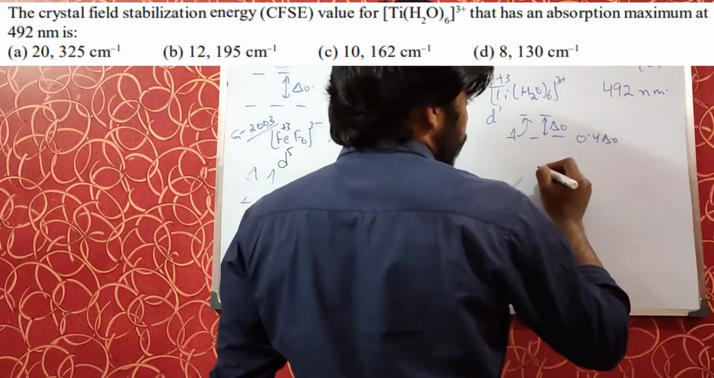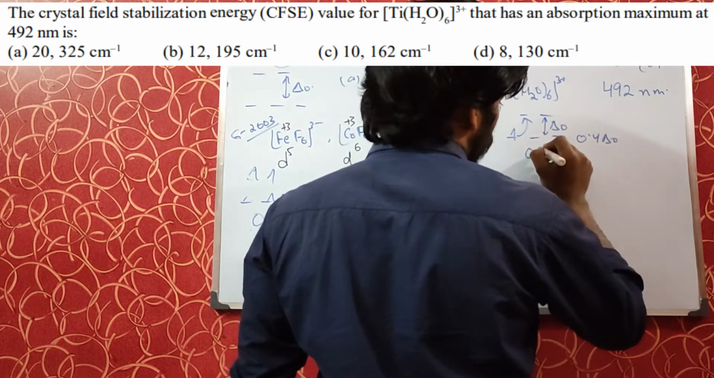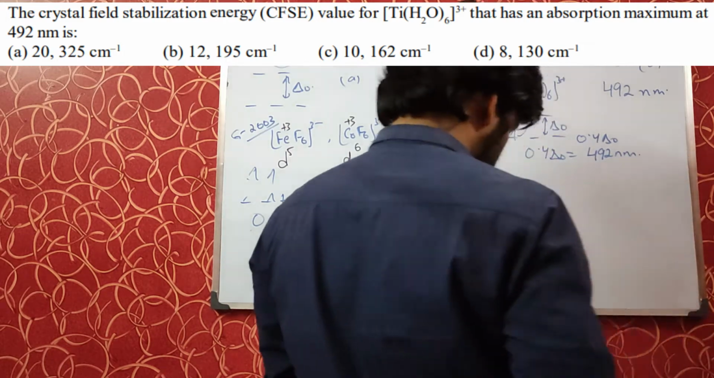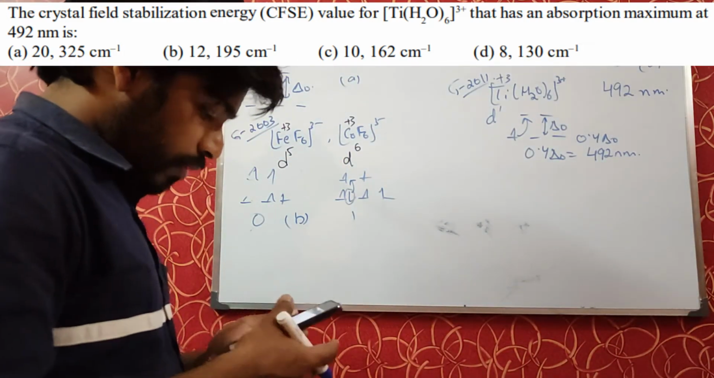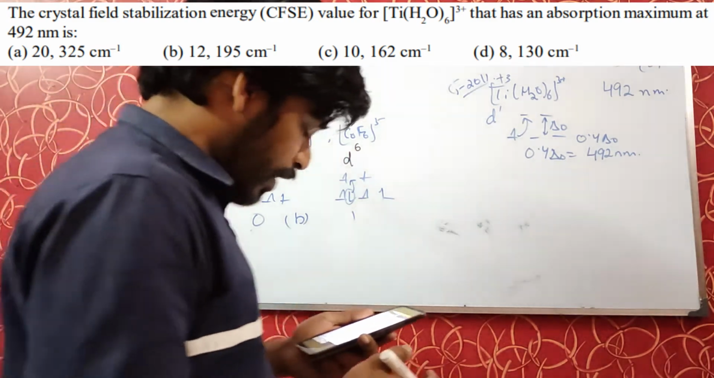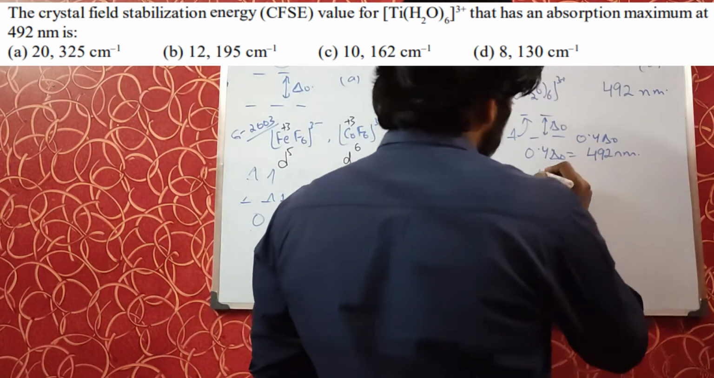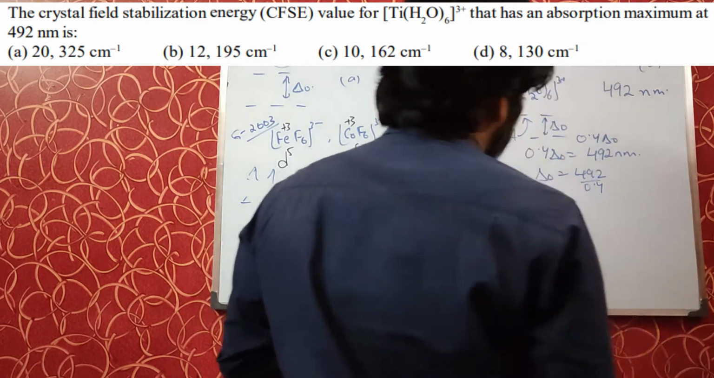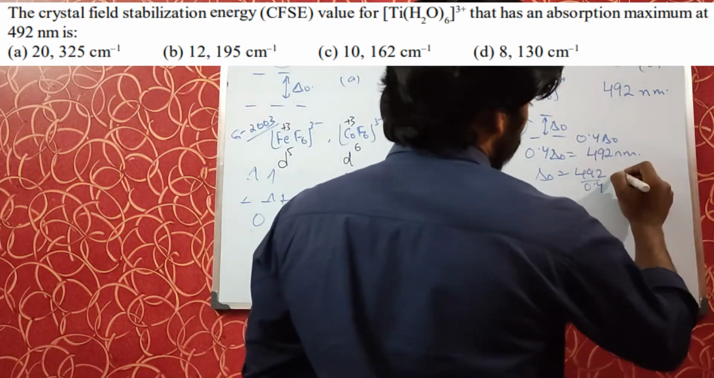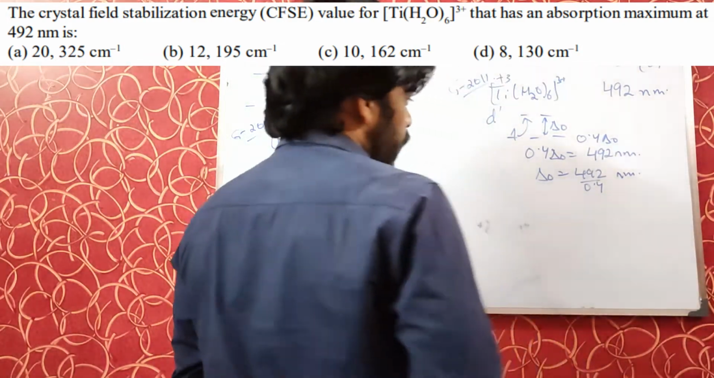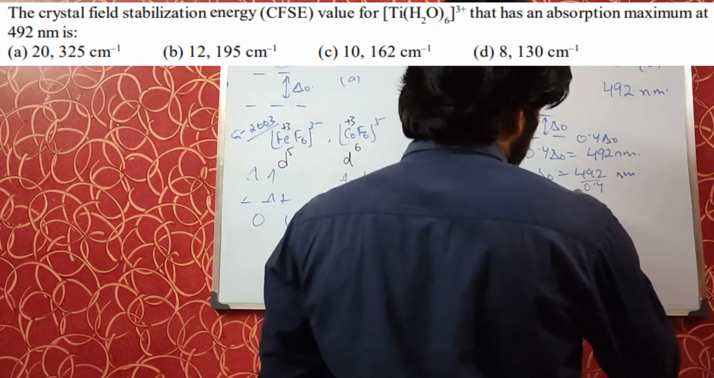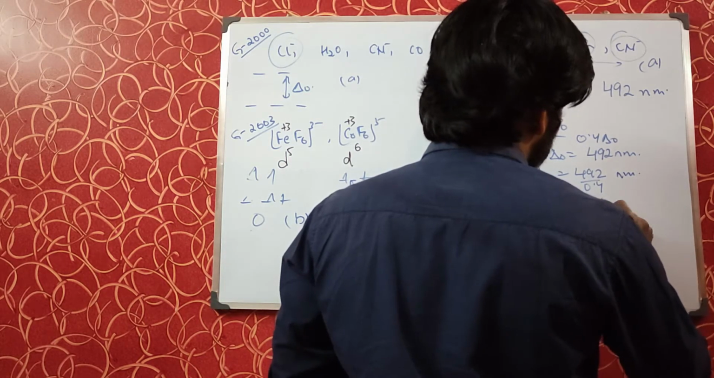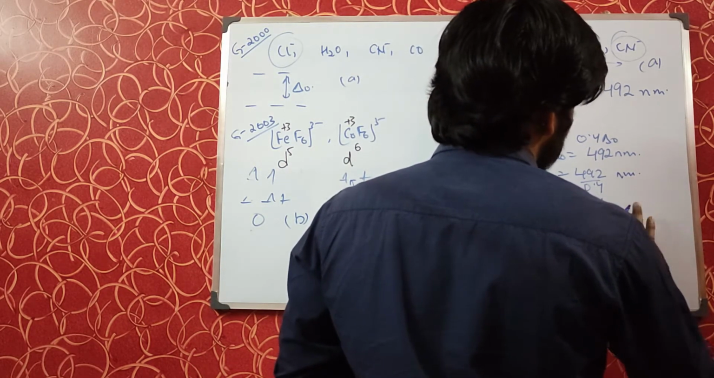0.4 delta O is equal to 492 nanometer. Now if you want to find the crystal field stabilization energy in centimeter inverse, so delta O will become 492 by 0.4, and for this to be in centimeter inverse, instead of nanometer, you just have to take the inverse of this. That would mean 0.4 by 492 nanometer.